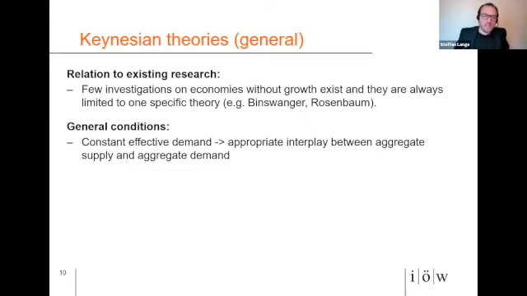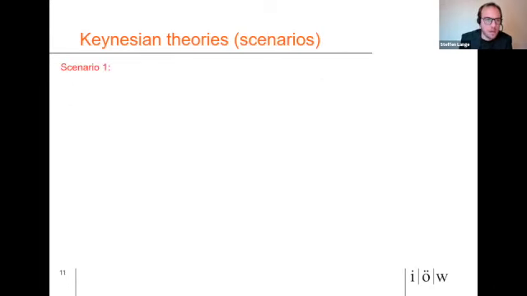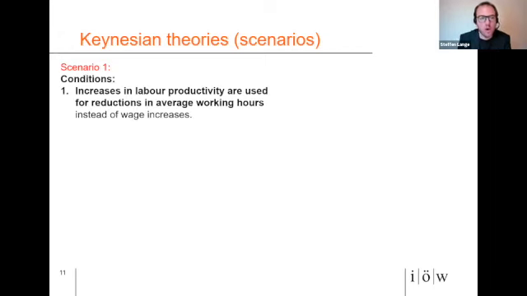And then the general condition is within these theories, the neoclassical perspective is very supply-sided. Then here it's an interplay between aggregate supply and aggregate demand that leads to constant effective demand. And again, I combined these different theories to result into 4 different scenarios, which are not that different to what we heard. So the first scenario, I think, is from the mindset the closest to most Keynesian works.